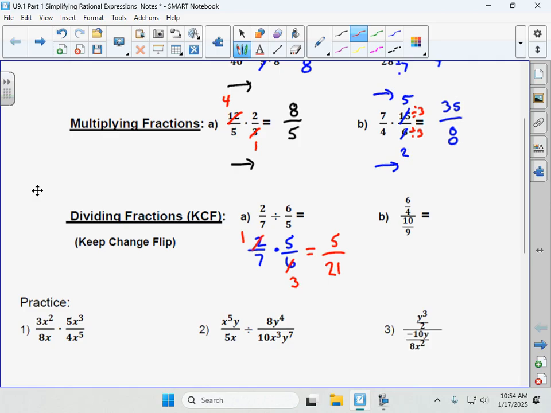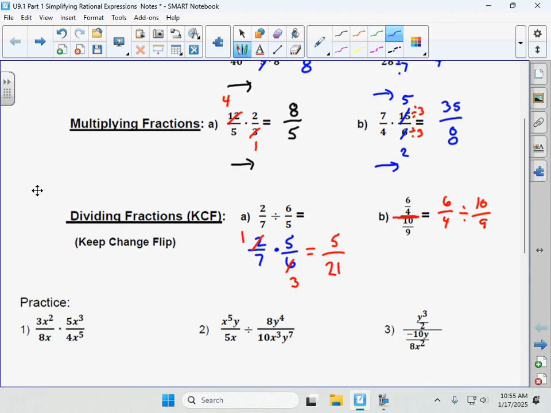All right, now B looks a little different. It's 6/4 divided by 10/9. This is called a complex fraction, when you have fractions being divided by fractions. What we always want to do is find that main fraction bar. Here's the main fraction bar, right under the 4. So this is really written as a division problem. We could write this as 6/4 divided by 10/9. That's how you would read it.